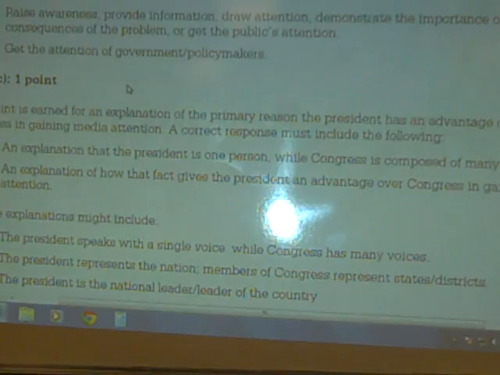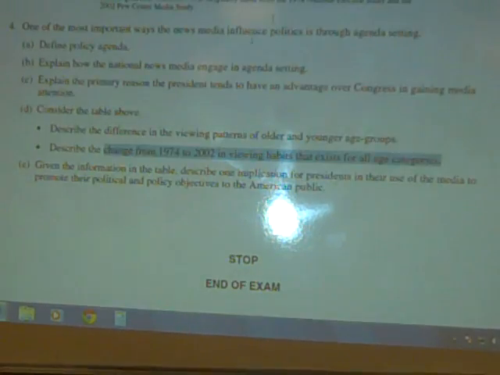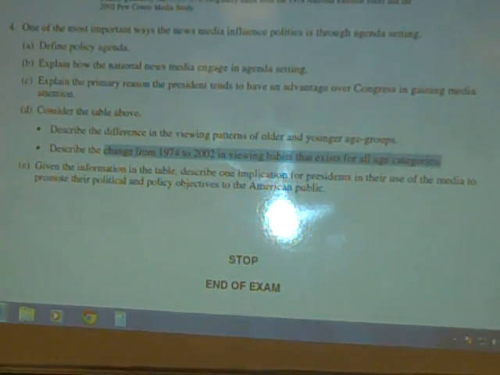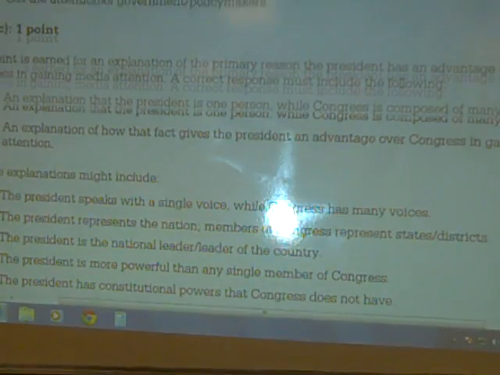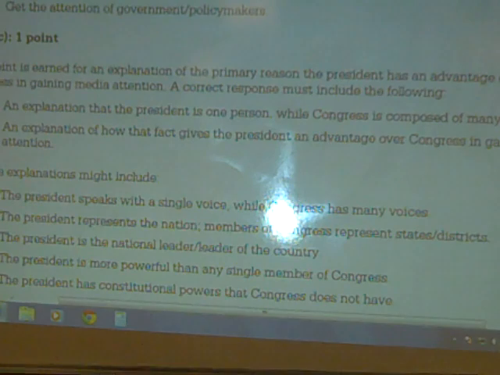All right. 1 point is earned for a correct explanation of how the national news media engage in agenda setting. So they'd asked you, explain how the national news media engage in agenda setting. So I guess you got to write that. Well, one thing you could have put is it raises awareness, provides information, draws attention. That's what I put. Or demonstrates the importance of consequences of the problem to get the public's attention. And it also gets the attention of policymakers. You could have put either one of those.